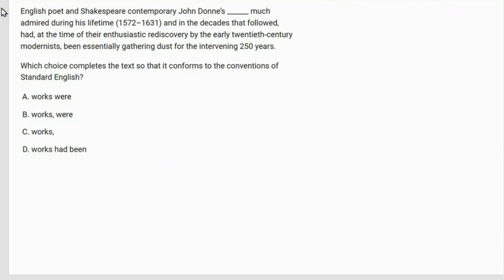So today our question is about English poet Shakespeare. Let's see what we have here about him. English poet Shakespeare, contemporary John Donne, dash, much admired, there is works and so on and so forth. John Donne's works, much admired during his lifetime and in the decades that followed, had, at the time of the enthusiastic rediscovery by the early 20th century modernists, been essentially gathering dust for the intervening 250 years.